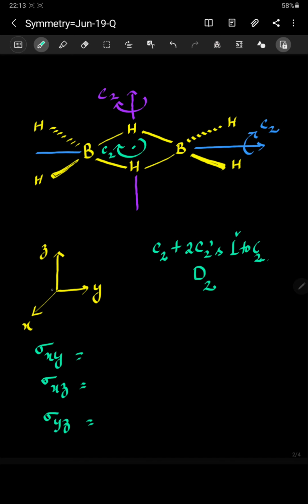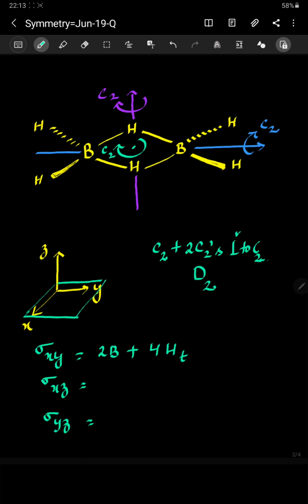Sigma xy is this plane. If I operate that sigma xy onto this molecule, you can imagine that sigma xy would pass through 2 borons plus 4 hydrogens that are terminal. These are terminal hydrogens and these are bridging hydrogens. So sigma xy would pass through 2 borons and only the 4 terminal hydrogens, all the terminal hydrogens.